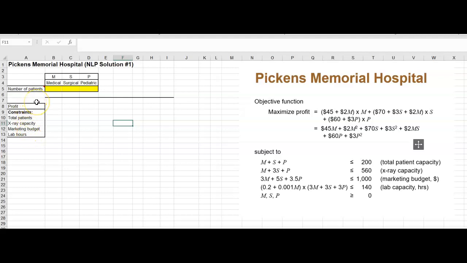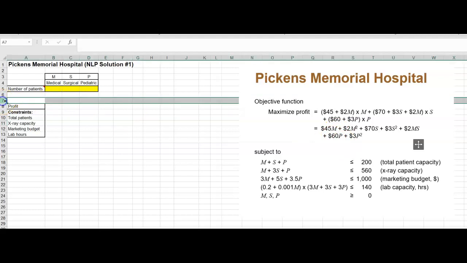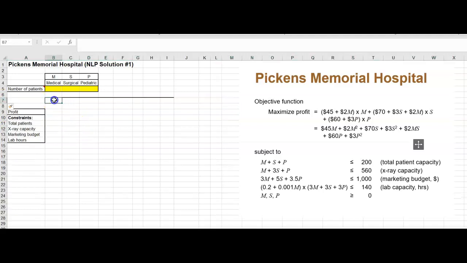So let's add our objective function to this Excel sheet first. If I look at my objective function in my model formulation, I can see that my objective function has linear terms such as 45m, 70s, 60p. So it has the regular linear terms here. Let me add a row here. And so I have the regular linear terms for m, s, and p. And these are simply 45 for m, 70 for s, and 60 for p.